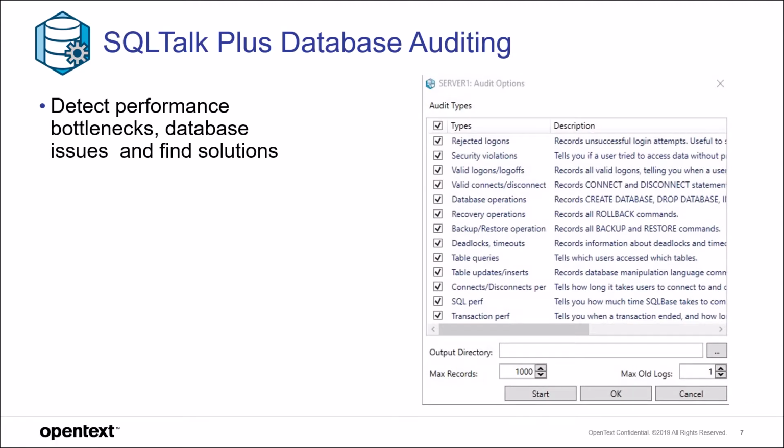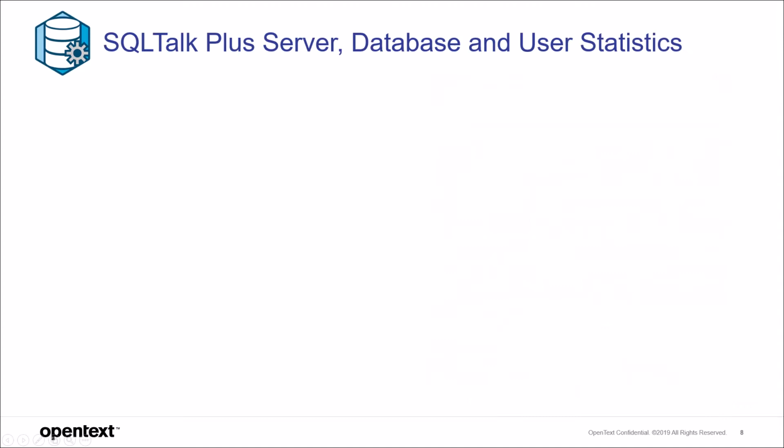SQLTalk Plus database auditing lets you find issues that you have with database commands. It's not uncommon that with complex applications, when deployed to the user base, users discover that certain applications or certain queries are very long running and take minutes to execute. Then you can use database auditing to drill down into the issues, find the statements that create the problem, and then create the necessary indexes to fix these issues. SQLTalk Plus can also show you server, database and user statistics.